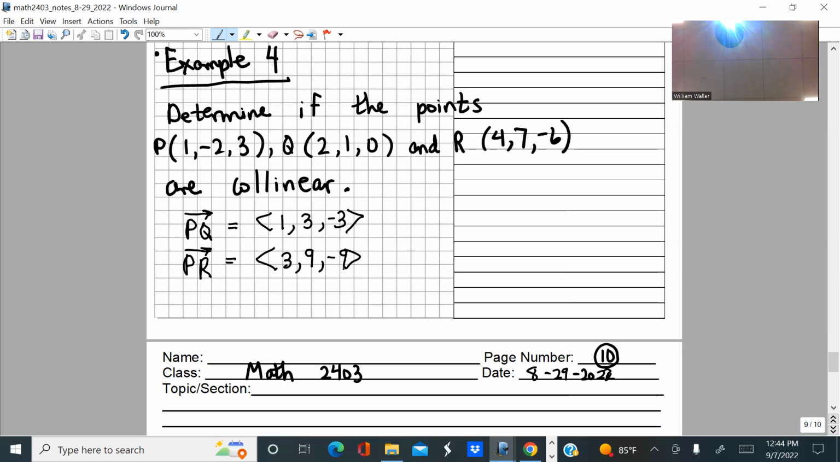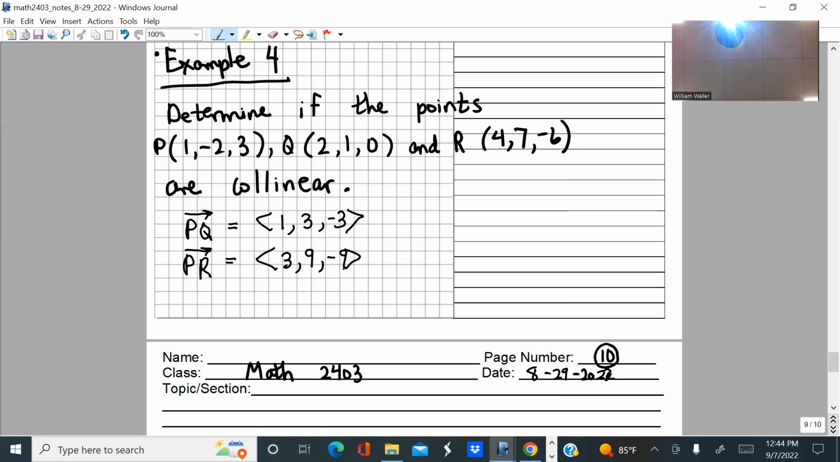And then what question were you just trying to answer? Yeah, meaning that those vectors would be what? Yeah, points are collinear, but vectors are parallel, right? Okay, so we just want to check, are these two vectors parallel, right?